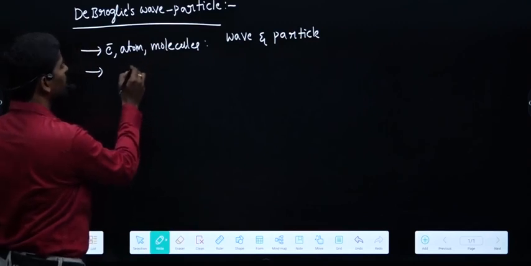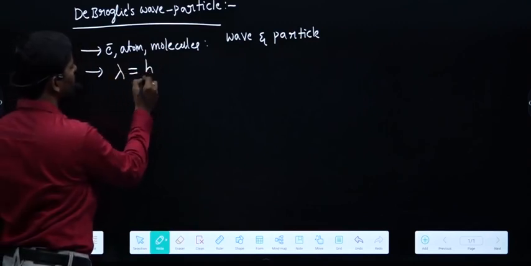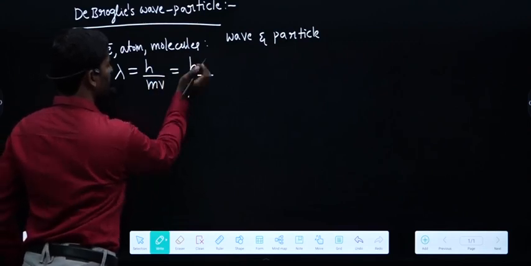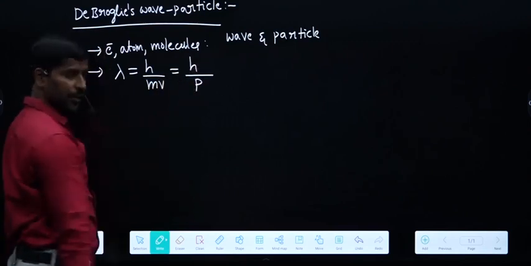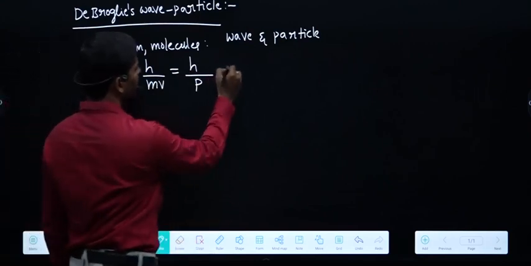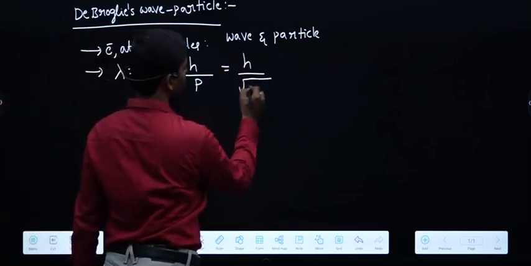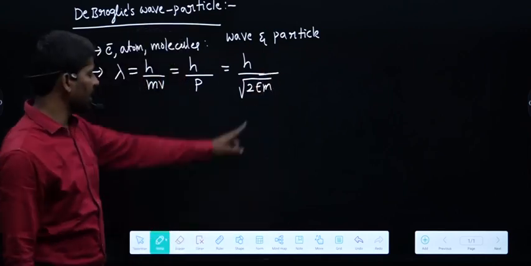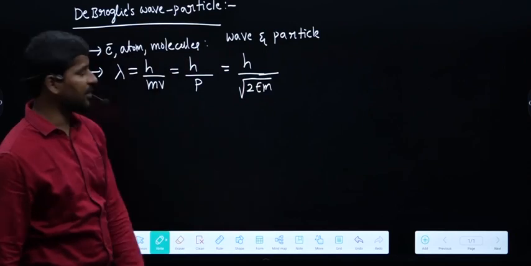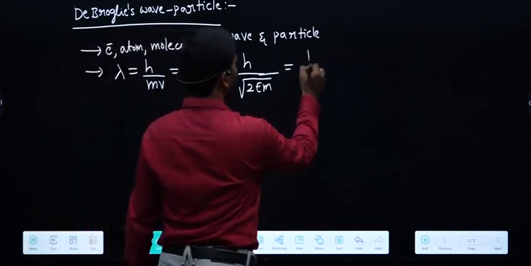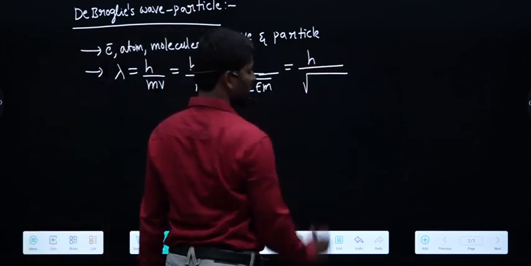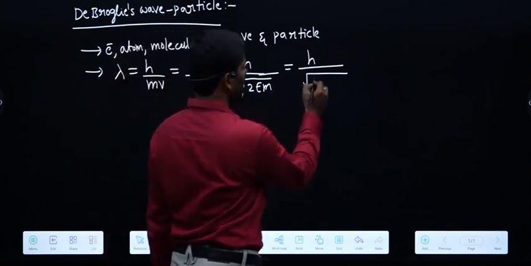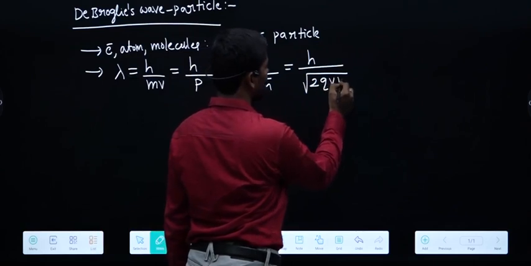So the expression for wavelength is h by mv, or with respect to momentum, linear momentum, m into v is called p, or with respect to kinetic energy we can write p is equal to square root of 2mE, where E is kinetic energy. Or with respect to charge on the particle and applied potential, kinetic energy is given as qV.